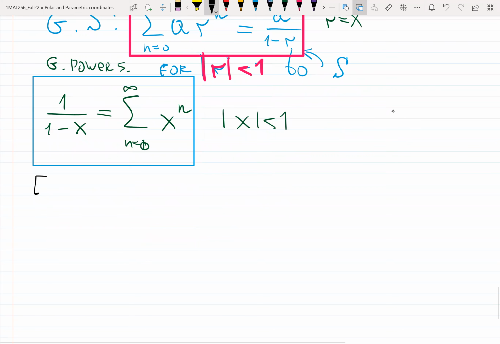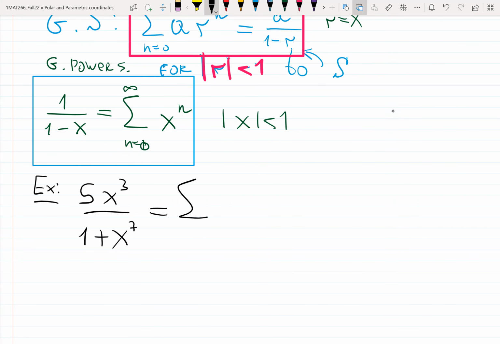Now, examples. What was the whole point of this? We will ask you to build some kind of weird functions out of this knowledge. For example, from the review you saw, we had 5x cubed over 1 plus x to the 7. Oh, that's pretty cool. So that's what I gave you on the quiz, right? You're like, yeah, I can do that. Can you find the series for this?